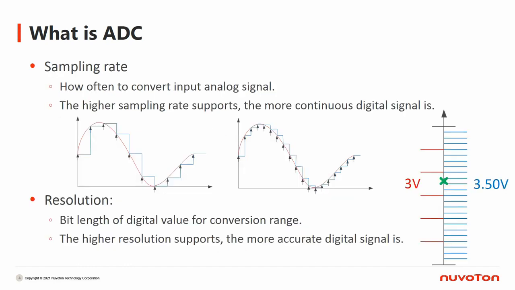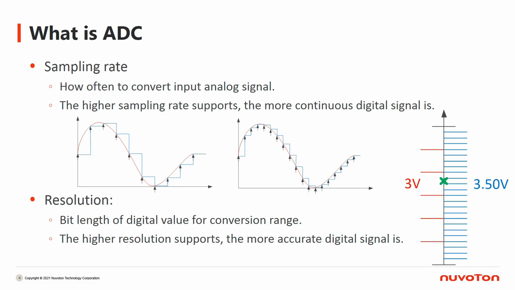By the example above, you could know that the frequency to sample an analog signal is important. It is one of the parameters of ADC. We call it the sampling rate, which means how often to convert the input analog signal. As we mentioned before, the higher the sampling rate, the more continuous the digital signal would be. Another parameter we would like to mention is the resolution.